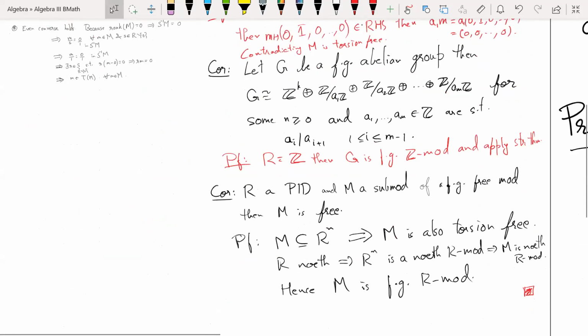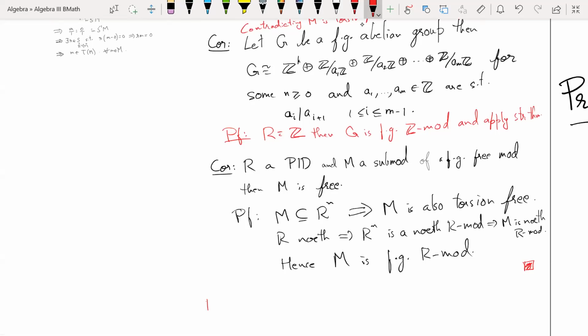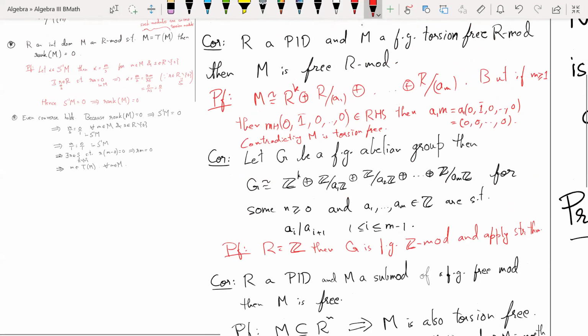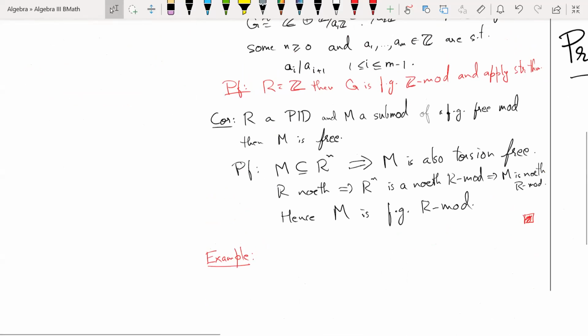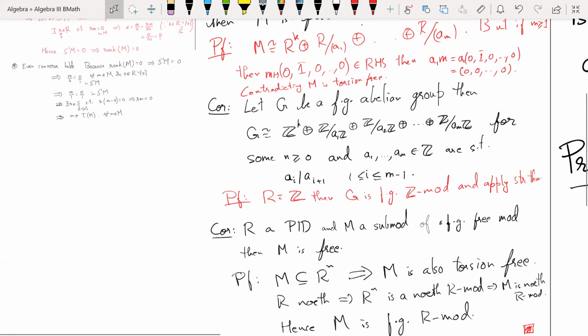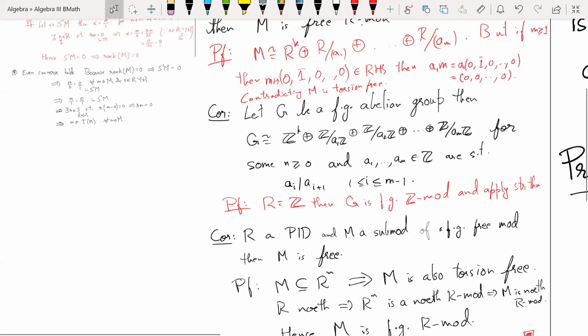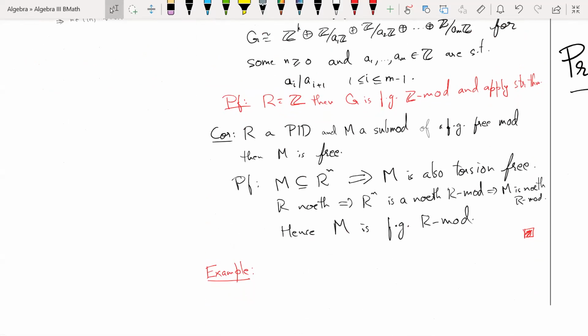So let's see some examples. The first example is for this guy. Someone had asked whether, if M is torsion free, it is free or not. This is not true. Even if it is finitely generated torsion free, it's not true if the ring is not a PID. So all the hypotheses are needed.